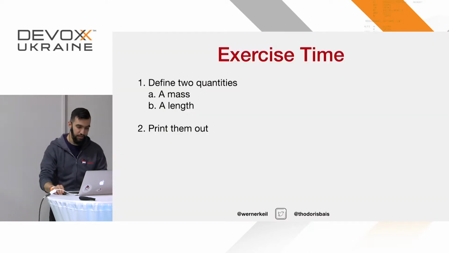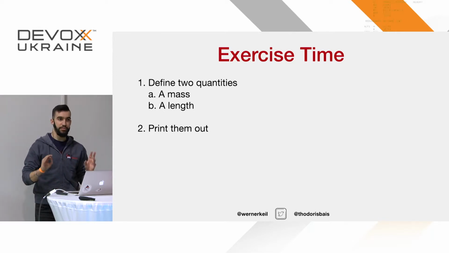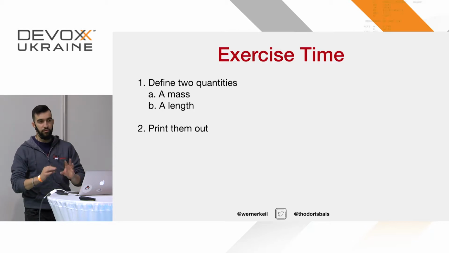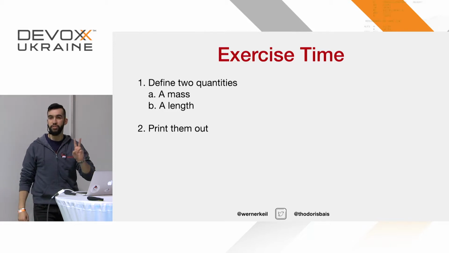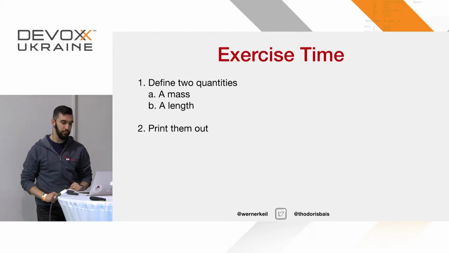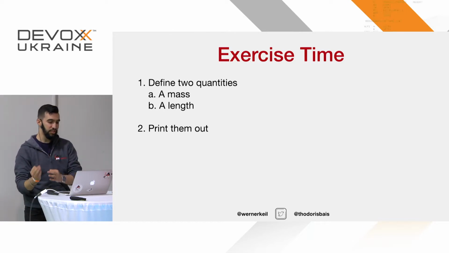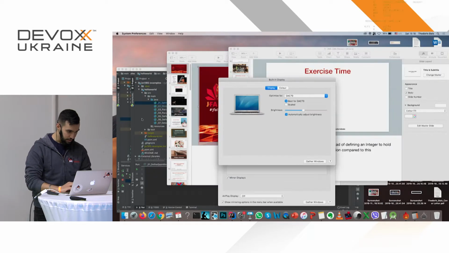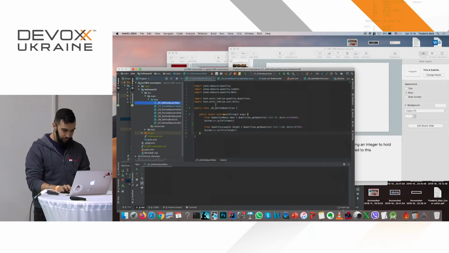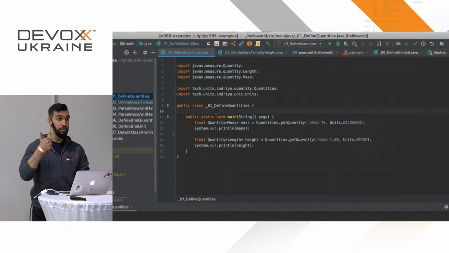Let's have a look at the exercise. So we want to calculate the body mass index of myself, for example. First of all, before actually doing that, let's see how we could define the two quantities we need for this particular example and just print them out, right? So we're going to just define a mass and a length quantity and just print them out. So let me just get my IntelliJ here. Is it visible? Yeah? Okay, cool.